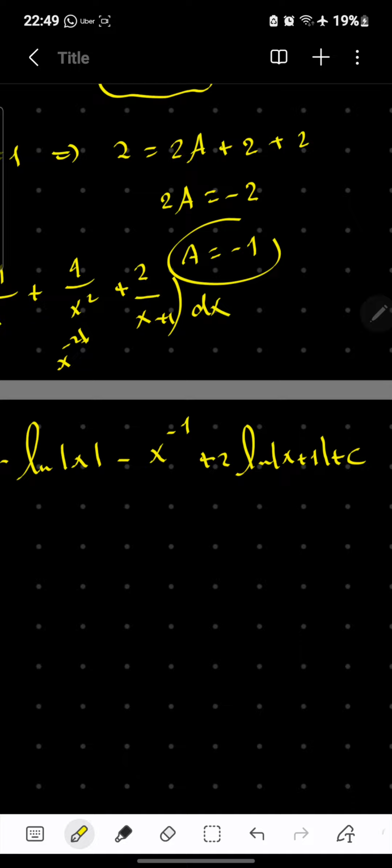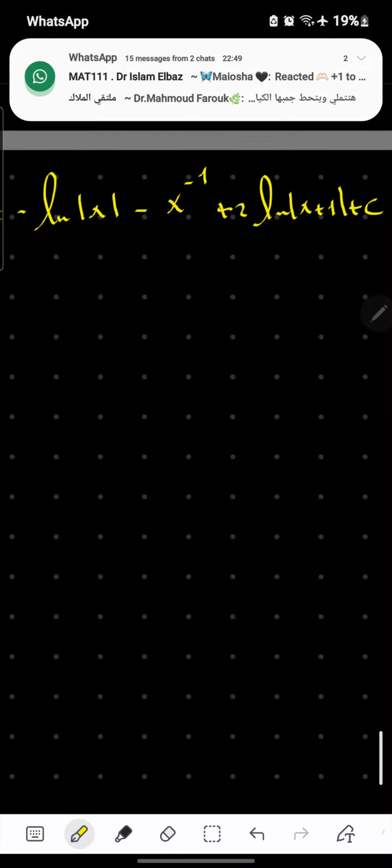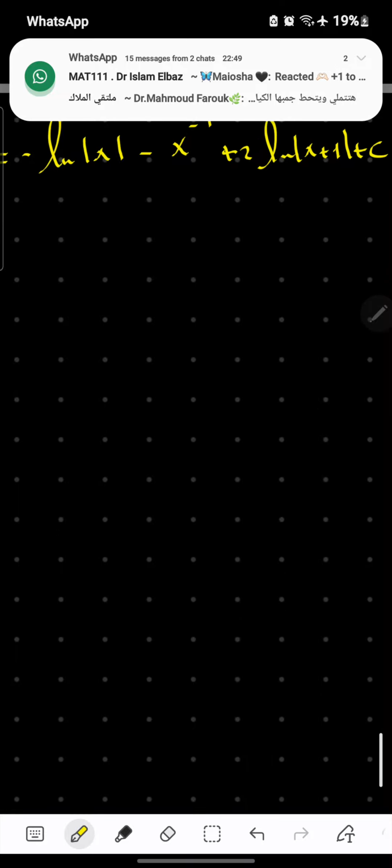So here, by factorizing the denominator, we can use partial fraction decomposition.